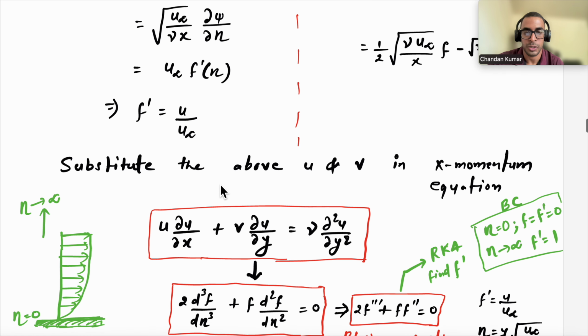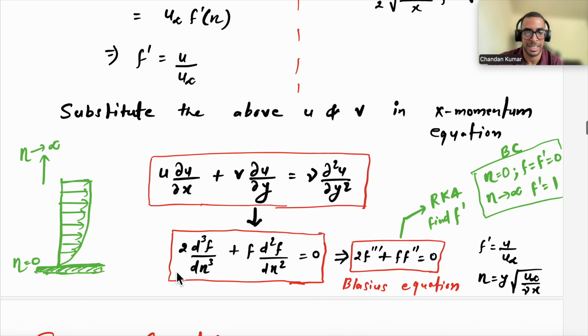Once we substitute this u and v in the x momentum equation, we get the Blasius equation over here. This is our Blasius equation that we saw on the top, which we solve using the fourth order Runge-Kutta method. Our goal here, by solving this equation, is to find f prime. This particular Blasius equation is solved between two boundaries. One boundary is on the surface, another is where eta goes to infinity.